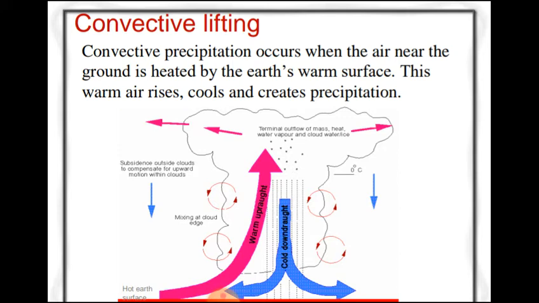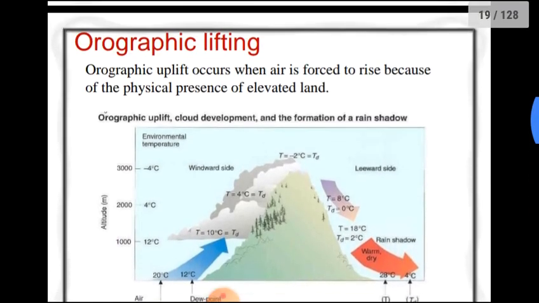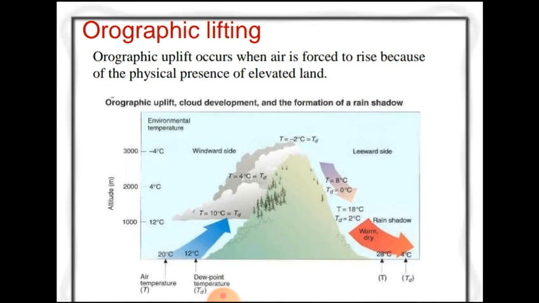The third mechanism is orographic lifting or orographic precipitation. In this form, we have a mountain and air coming in. When the ground elevation rises, the air is lifted up, and then it decreases and falls down. That is called orographic lifting.